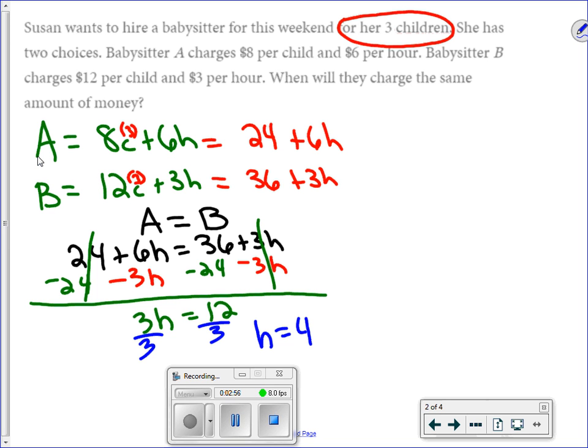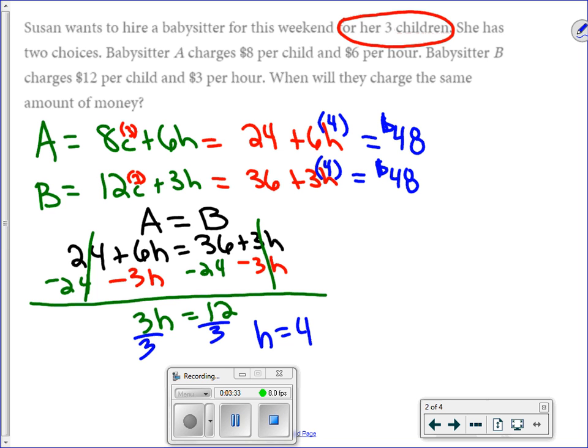So let's check and make sure that we've done this correctly. Let's find the price for babysitter A and the price for babysitter B, and make sure that they are the same price. So take your 4 hours, substitute it in for H. Babysitter A is going to charge $24 plus 6 times 4. So that's 24 plus 24, which is $48 for the 4 hours. Babysitter B is going to be 36 plus 3 times 4. 3 times 4 is 12. 36 plus 12 is 48.